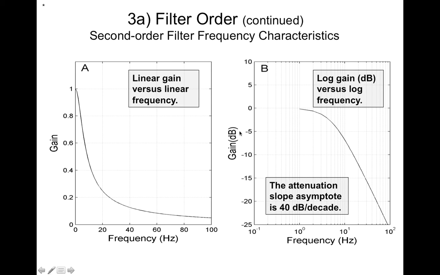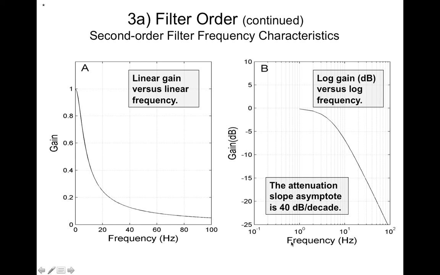So remember, the gain in dB is 20 times the log of whatever this number is. So 1 would correspond to 0 on the graph on the right. In this case, you can see that it's going to be fairly flat, and then you have this nice little knee, and then you approach a uniform slope of decreasing amplitude. That slope is 40 dB per decade.